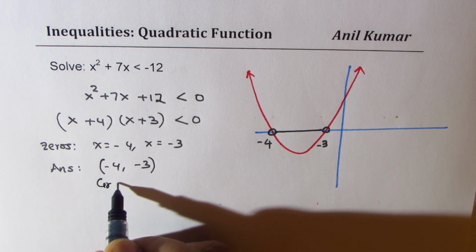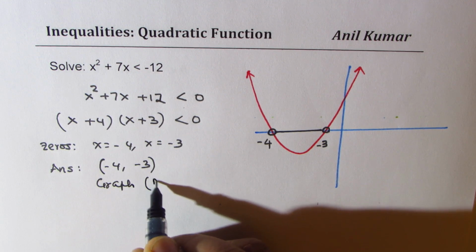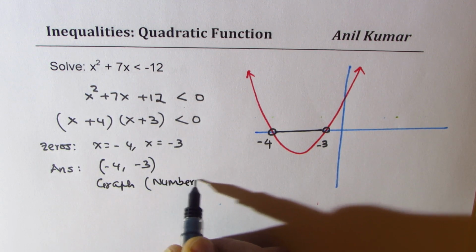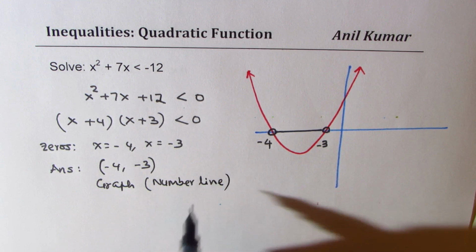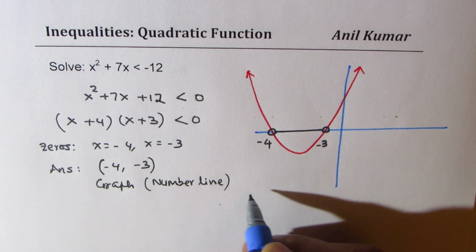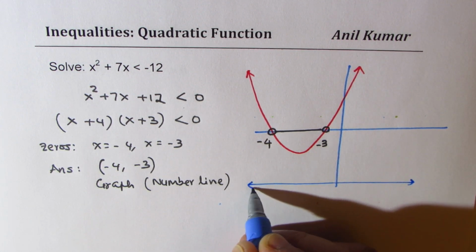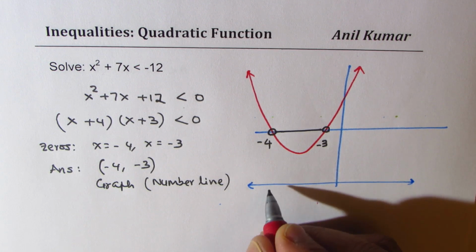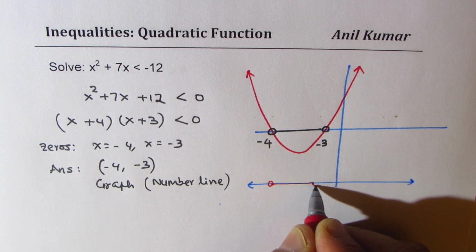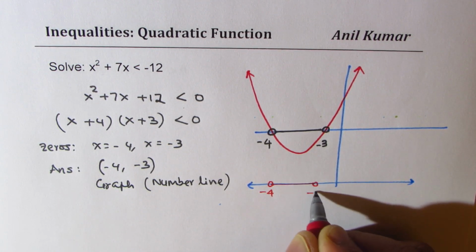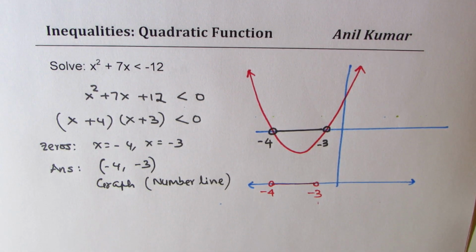On a graph, which is normally a number line, we could use both these terms. This is my number line, then the solution is between minus 4 and minus 3 as shown here. Perfect. So that is how you're going to solve it.